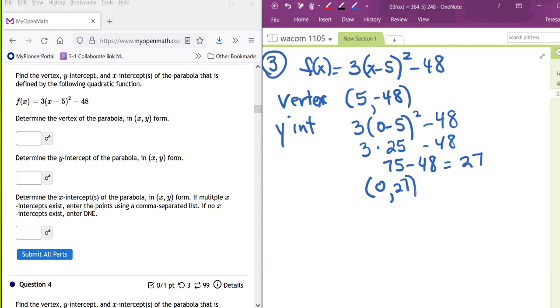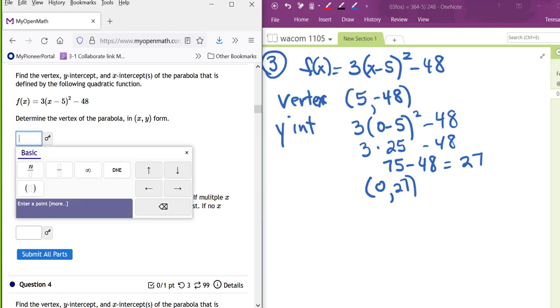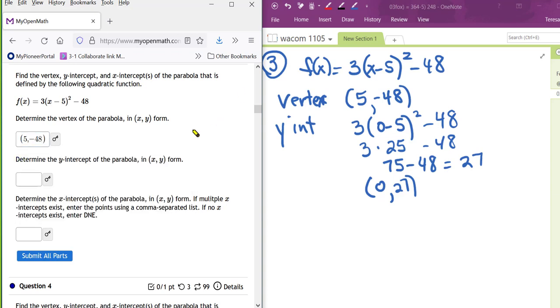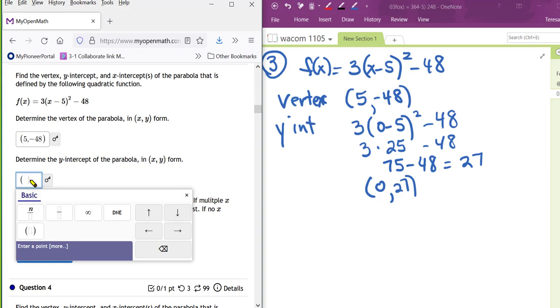Right, and let's just put the 2 that we have. So for the first one, they want it in the xy form. So we'll use parentheses, 5, comma, negative 48. And I could have just shown you guys that answer. But we'll follow through since we started.